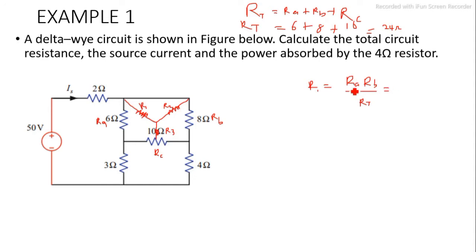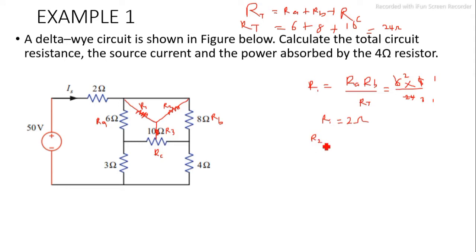What's our RA? Our RA is 6, times what's our RB? Our RB is 8, divided by what's our RT? Our RT is 24. So 8 here 1, 8 here 3, 3 here 1, 3 here 2. So 2 times 1, that means our R1 is 2 ohms.